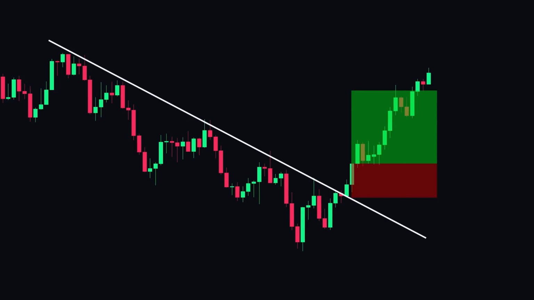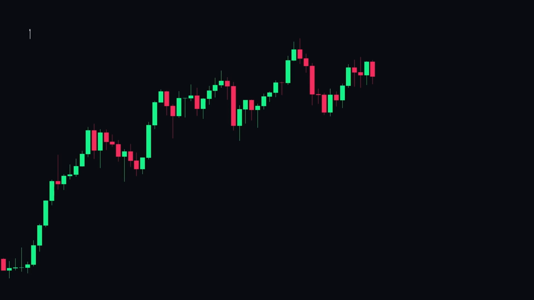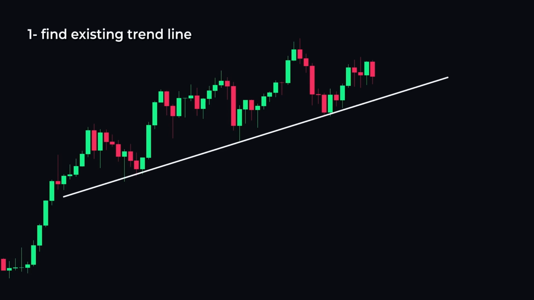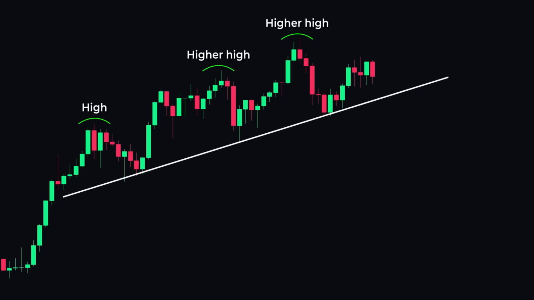Let's look at another example. The first step is finding an established trend line. In this case, it's an uptrend, meaning we're looking for a trend change to a downtrend. Next, we identify momentum loss by looking at the market structure. And here, we can see that price shifted from making higher highs to lower highs, signaling that this existing uptrend is getting weaker.